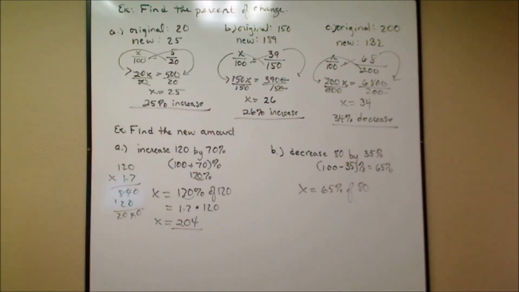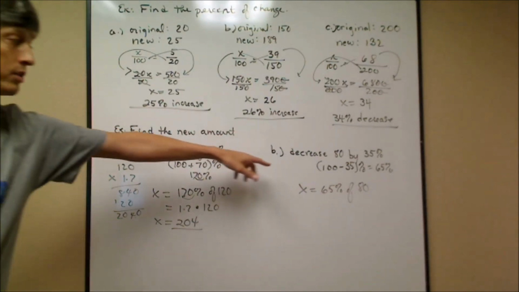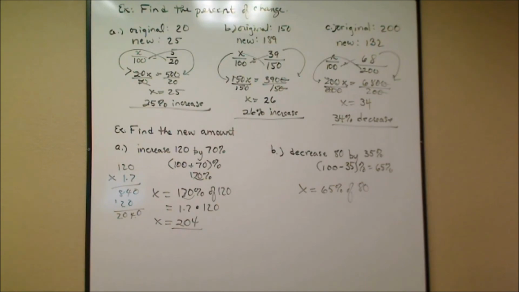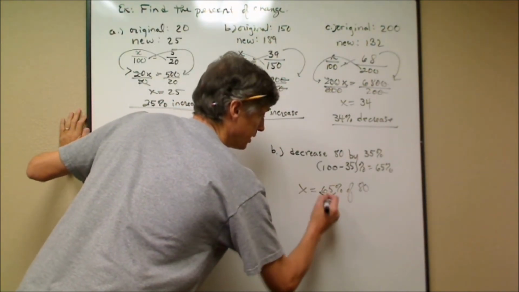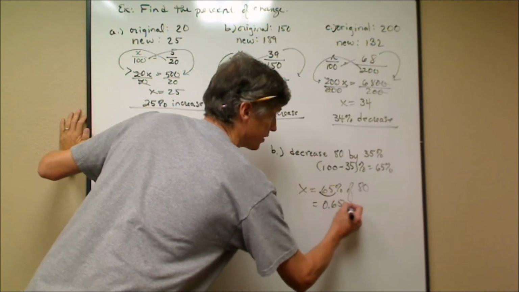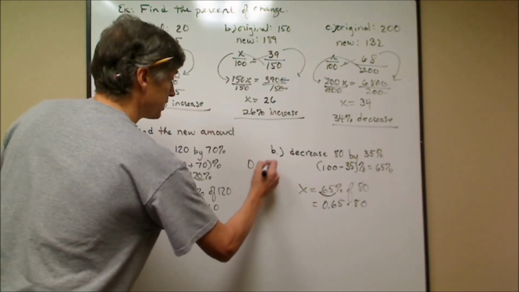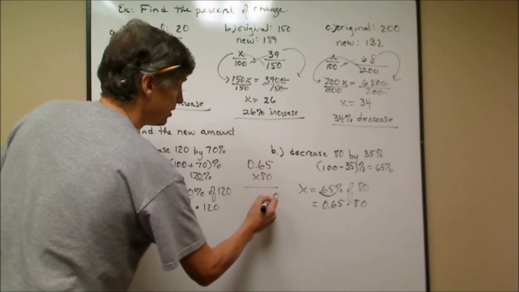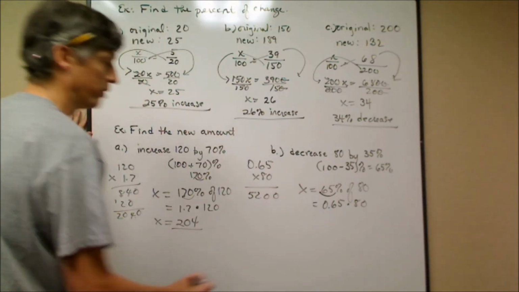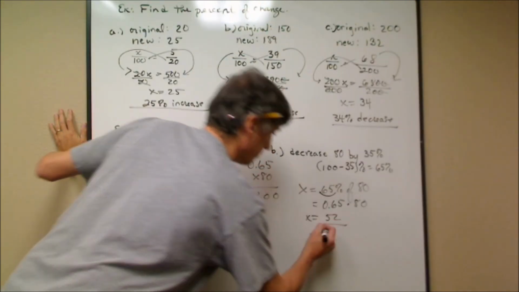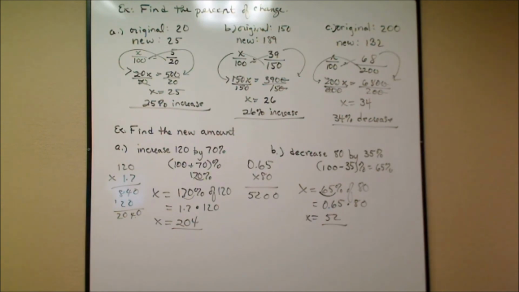Now you can use this approach when you're looking at a markup in a price or a discount on the cost of something, and you can use this approach to help you with those. 65% of 80, 65%, that would be sliding 2 places to the left, 0.65 times 80. So 0.65 times 80, that's a 0, that's a 0, carry a 4, that's a 52 with 2 decimal places, 52.00 or 52. So if you decrease 80 by 35%, that is equal to 52.